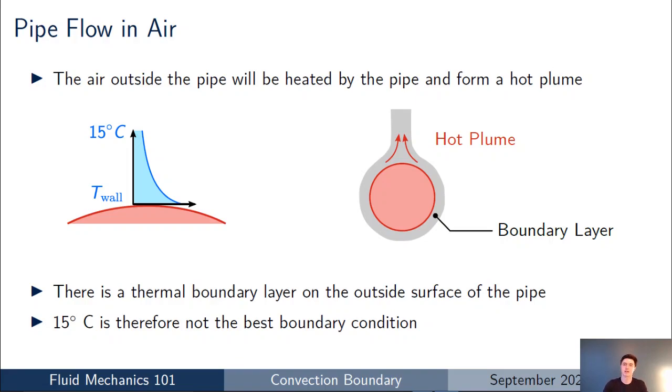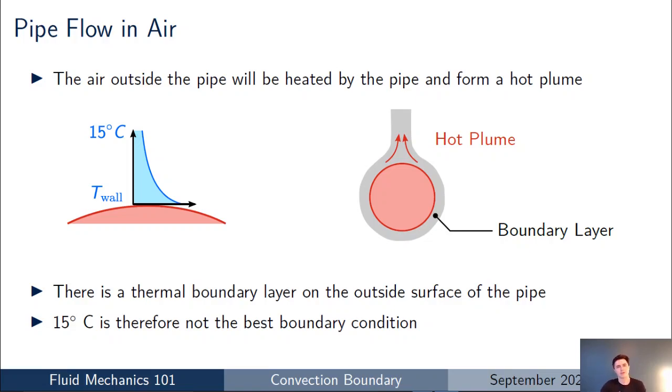And what will happen as the air is heated is that, of course, the air rises and it will form a characteristic plume, or a region of hot air rising off the top of the pipe. And another way to think about this is that as the air is heated and it rises and moves around the pipe, it's going to be forming a very thin thermal boundary layer around the edge of the pipe, on the outside surface of the pipe.